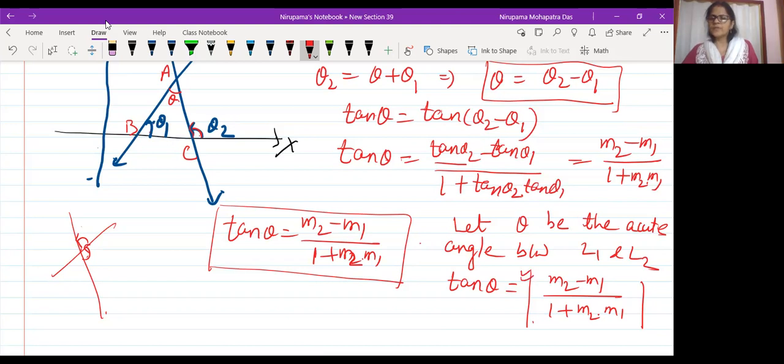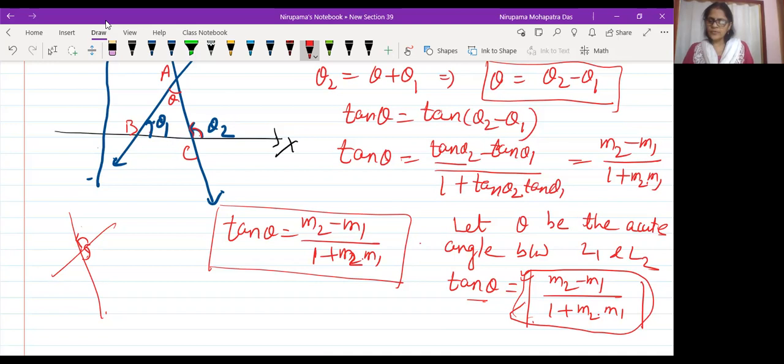Okay, so it means if you are taking tan theta equal to this, when you open this modulus sign, you can get plus minus. Or if, for example, you are getting this equal to root 3, so tan theta equal to root 3 means theta equal to 60 degrees. So the acute angle between the two lines is 60 degrees. Automatically the obtuse angle will be 120 degrees, right?